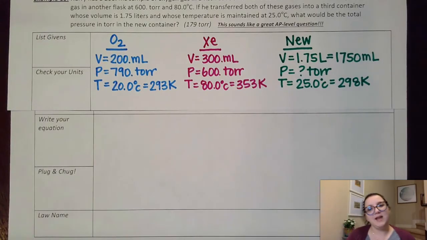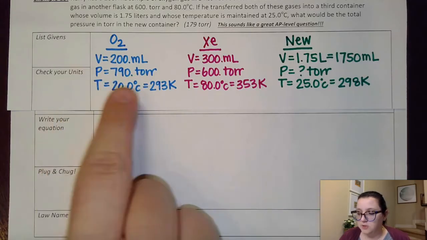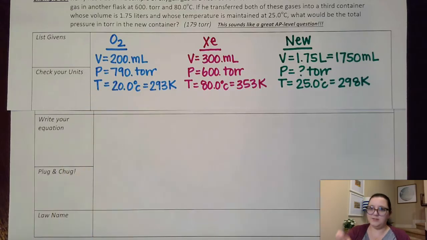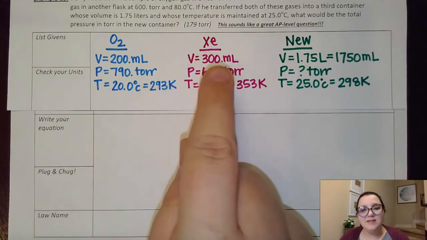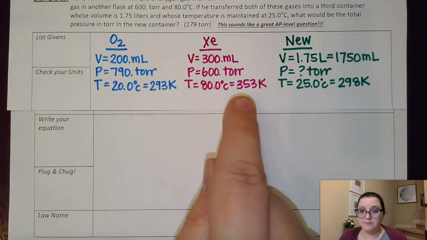So you'll notice that I kind of organized it here a little bit. I put all of my data for oxygen: volume of 200, pressure of 790. I went ahead and converted the temperature into Kelvin, I know it's going to need to be in that. Xenon: volume, pressure, temperature, converted it to Kelvin.